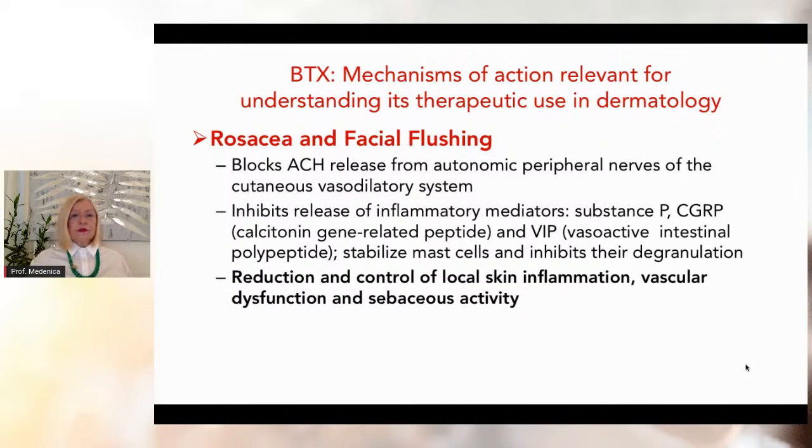There are many reports about the action of botulinum in rosacea and facial flushing. A mechanism of action can be explained by blocking acetylcholine release from autonomic peripheral nerves of the cutaneous vasodilatory system, also by inhibition of release of inflammatory mediators that we mentioned before, substance P, CGRP, and VIP.